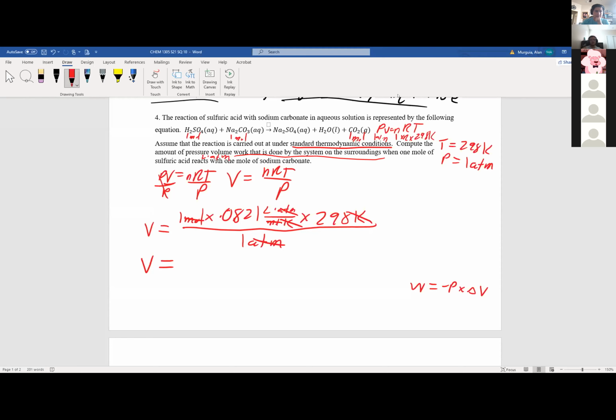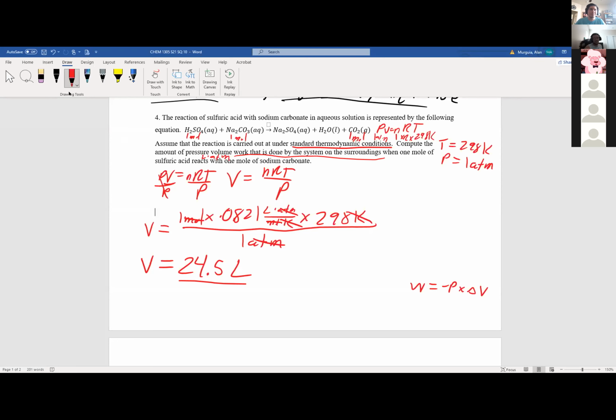Let's see here. Yeah, perfect. 24.5 liters. So let's see here. It's 24.5 liters. So in that range, right? So now that we have a volume here, we don't necessarily know it's the change of volume, right? But if we look, is it actually the change of volume?